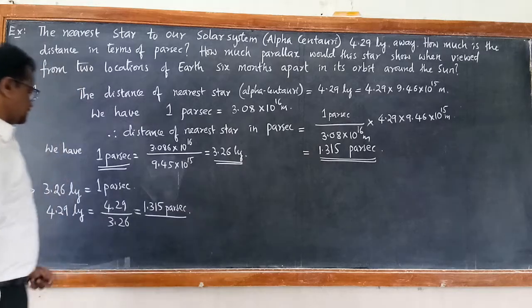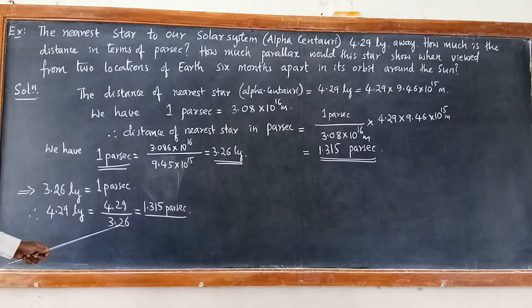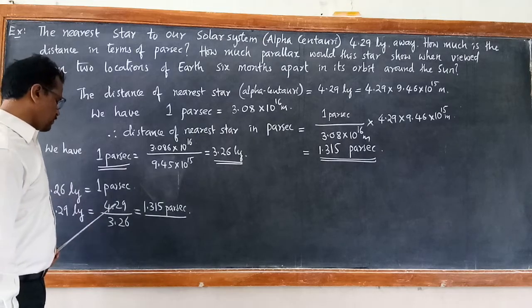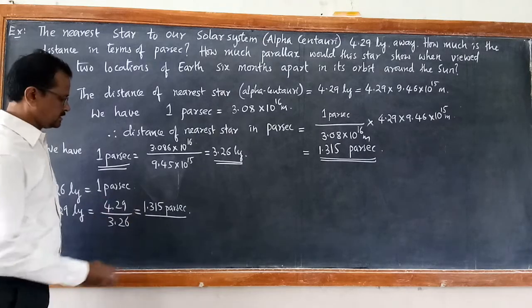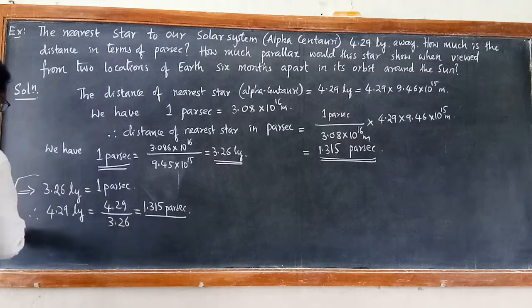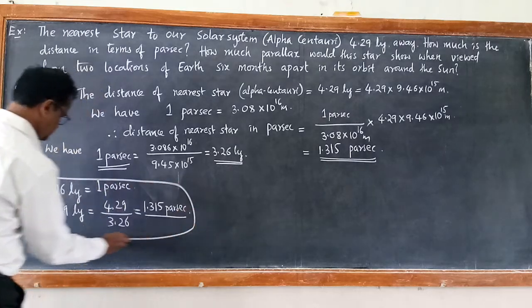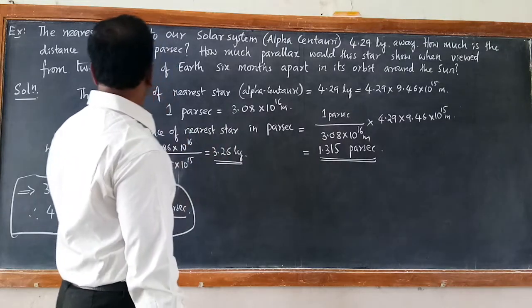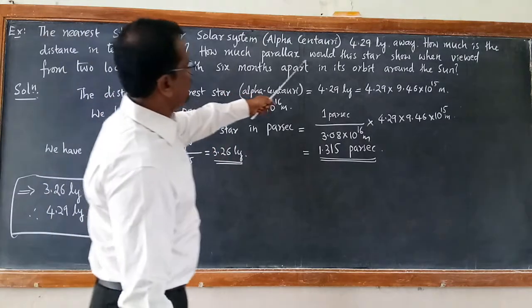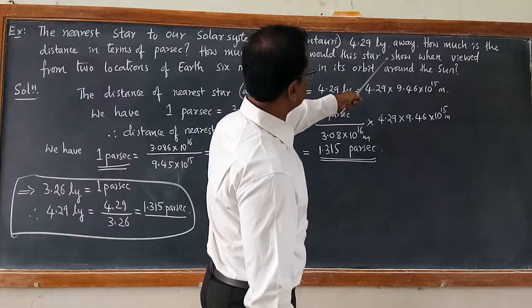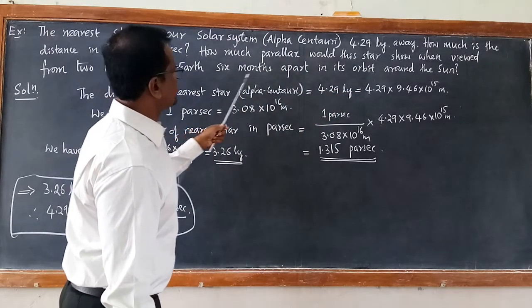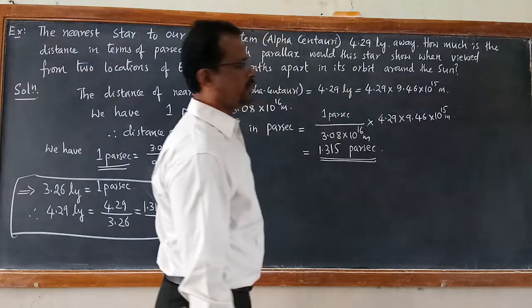Directly in terms of parsec. 3.26 light years is equal to 1 parsec. Therefore, 4.29 light years is equal to how many parsec? So this is how you can also calculate using this conversion. Now let us see the second part. How much parallax angle would this star show when viewed from 2 locations of Earth 6 months apart in its orbit around the Sun?